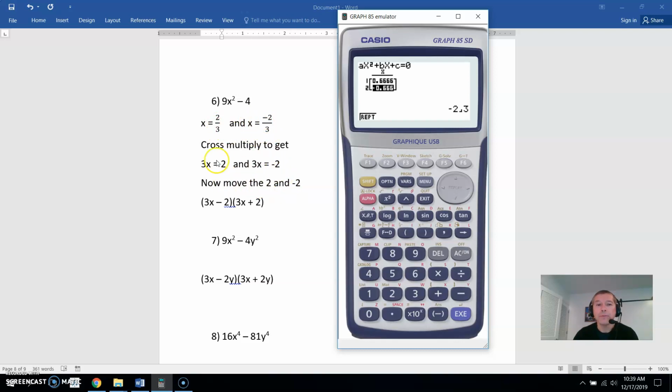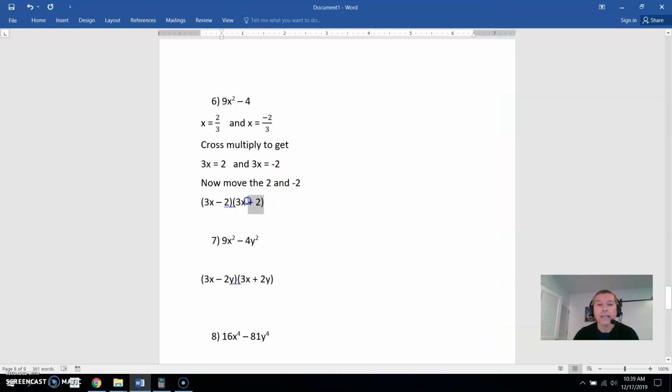Then I have to move the 2 and the negative 2 to the other side. When I do that, they change sign. So subtract 2 from both sides right here, and I get 3x minus 2. Add 2 to both sides here, and I get 3x plus 2. So these are the factors right here. This is what this thing factors into, and it's always worth it to check the first term. Does 3x times 3x equal 9x squared? Yes, it does. 3 times 3 is 9, and x times x is x squared, so it works.